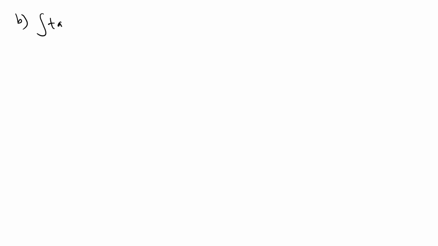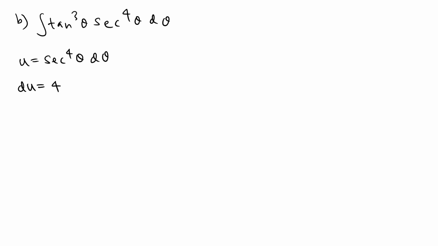So we have tan 3 theta secant 4 theta d theta. What we try to do is use a non-traditional substitution. So take the derivative. This is 4 secant 3 theta, and then you have to multiply by the derivative of the secant function, which is secant theta tan theta, according to the chain rule.